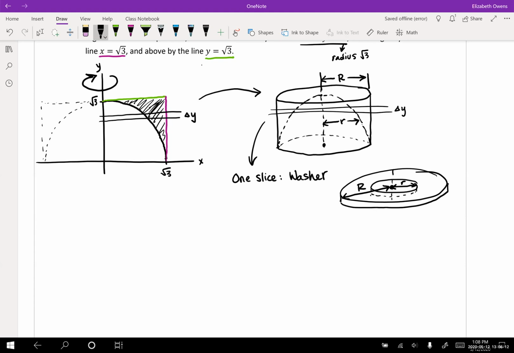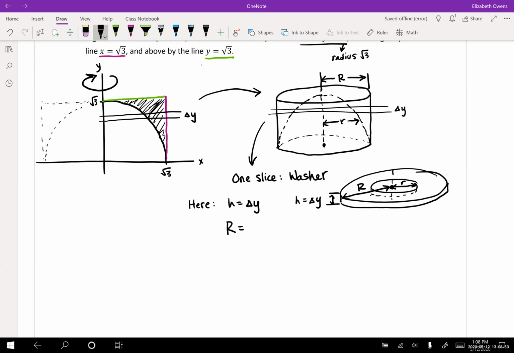So we've also got our thickness or height here, and that is definitely going to be a delta Y expression. So here we've got H equals delta Y, adding up all these little slices in the Y direction. What is the outer radius of this? What's the big radius? Is it the square root of 3? It is, yeah, and it's the same thing all the way down.